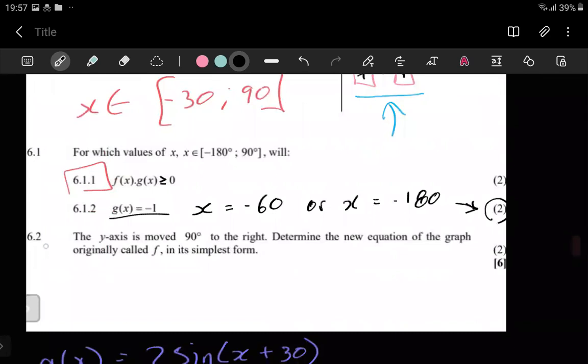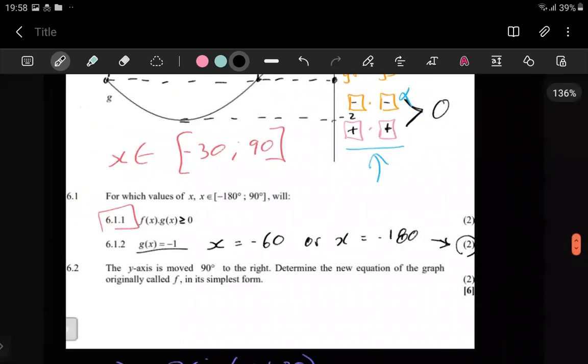So for 6.2, it says the y-axis is moved 90 degrees to the right. Determine the new equation of the graph, originally called f, in its simplest form. What? The y-axis is moved 90 degrees to the right. Determine the new equation of the graph, originally called f, in its simplest form.